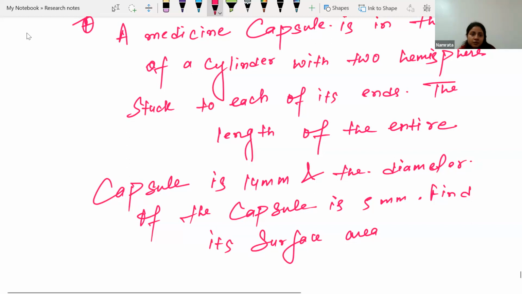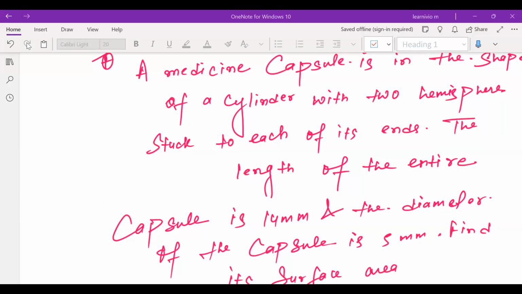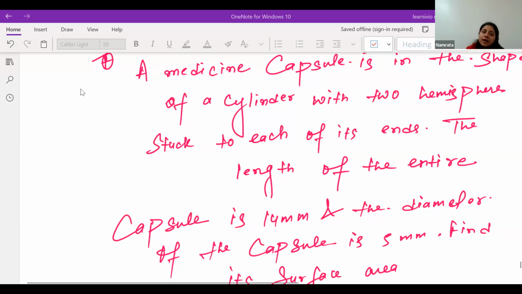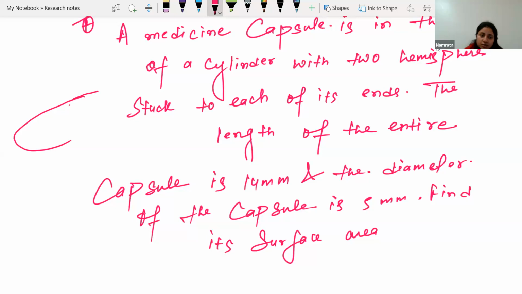Just a second. So we have a capsule, like this one, as you have always seen the shape of a capsule. Here, it is written in the question that it's in the shape of a cylinder with two hemispheres stuck to each of its ends. The length of the entire capsule is also given.